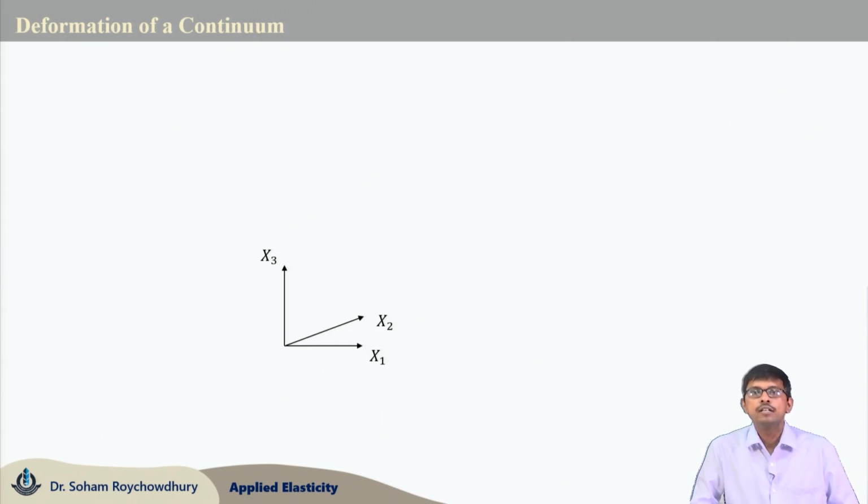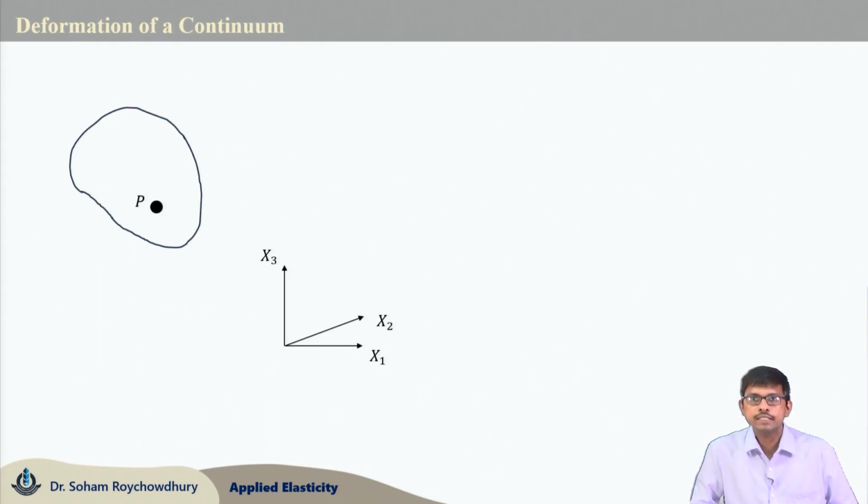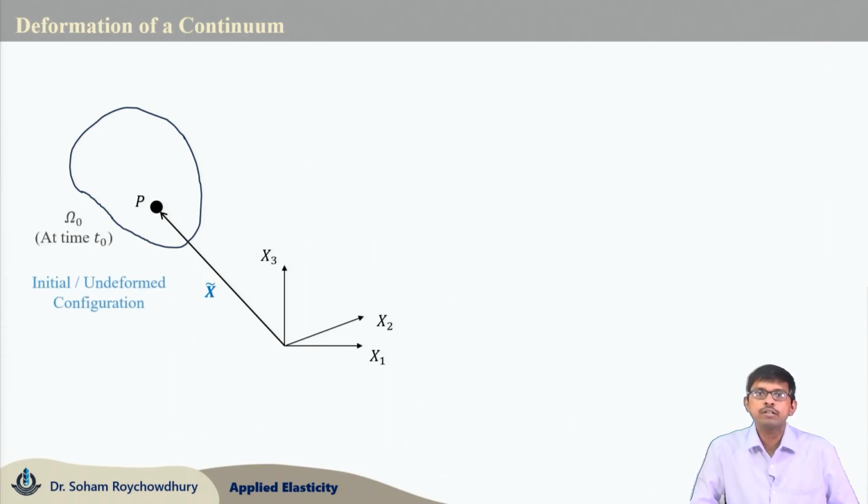Now we are going to consider deformation of a continuum. So let us consider capital X1, capital X2, capital X3 to be the coordinates in the undeformed configuration. We are considering this particular body. P is any point on the body whose position vector is defined by capital X. So components of capital X vector are X1, X2, X3 all capital. This particular configuration is defined at initial time t naught and defined by capital omega naught. This is called initial configuration or undeformed configuration.